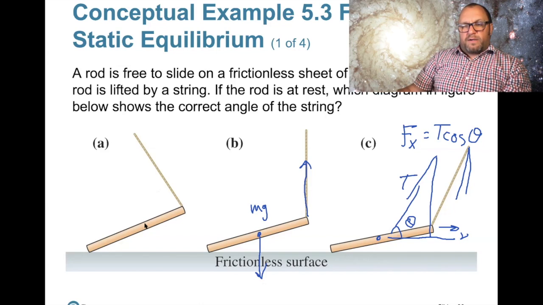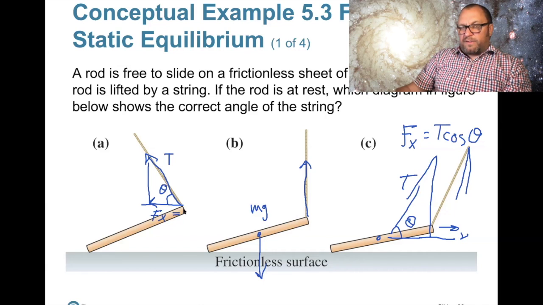Now over here, we've got our tension going up at some angle theta. It's looking like there's going to be a force in the x direction. Yes, I think there will be. So we've got an angle theta, and our force in the x direction is T cosine of theta. There's nothing balancing that out, so I think it will be that one.